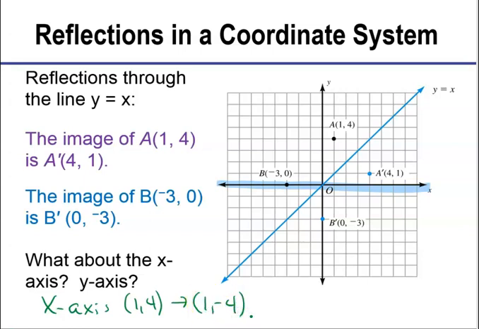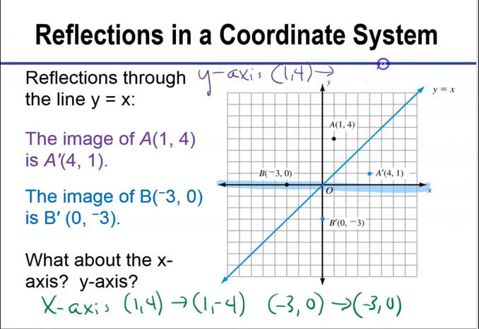Or if I reflect (-3, 0) through the x-axis again, look, it's already on the line, so it stays (-3, 0). In other words, how do you change 0 to a -0? It stays the same. Now what about the y-axis? I'm going to go to the top of the screen to write this down. So if we're looking at the y-axis this time, I want to take a look at what happens to (1, 4), and I will also want to take a look at what happens to (-3, 0).